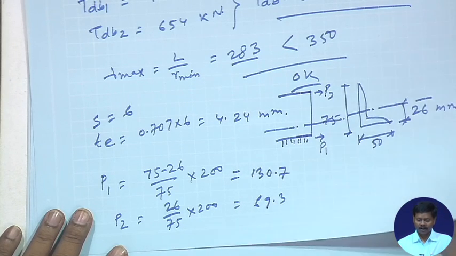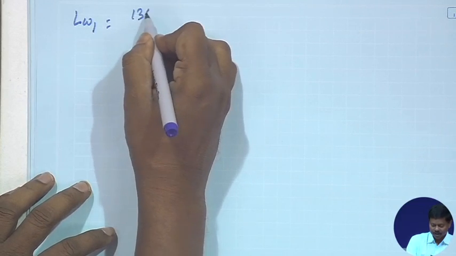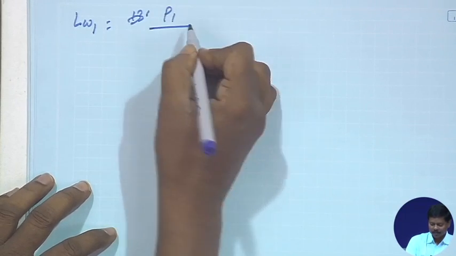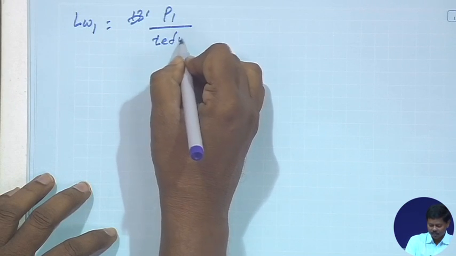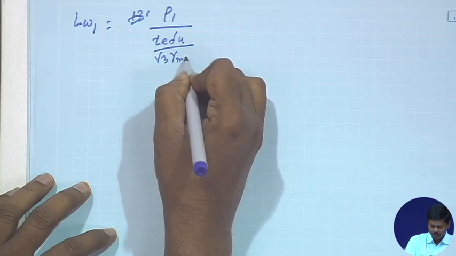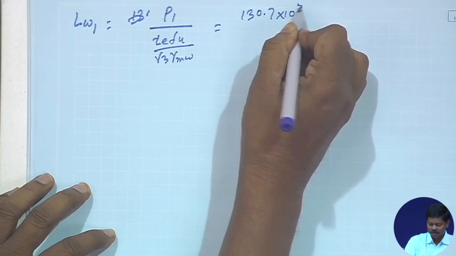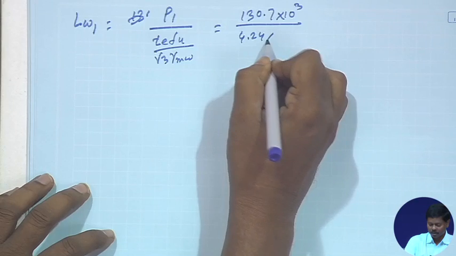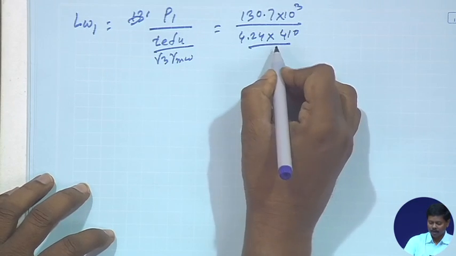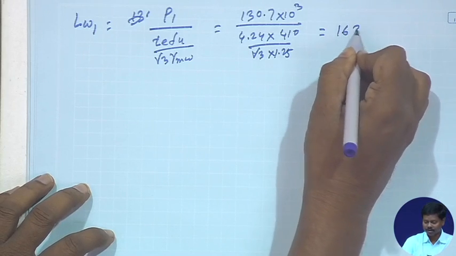So, I can find out the length required at the lower side, LW1, that is 130.7, the formula is P1 by weld strength. Weld strength will be T E Fu by root 3 gamma mw. So, I can put the value 130.7 into 10 cube, that is Newton, and T is 4.24, Fu is 410 by root 3 into 1.25. So, I can get 163 millimeter.